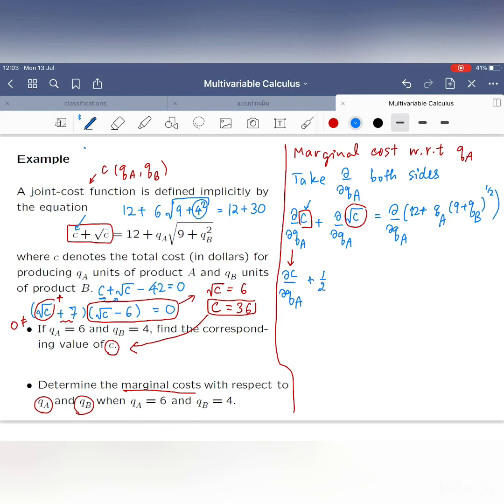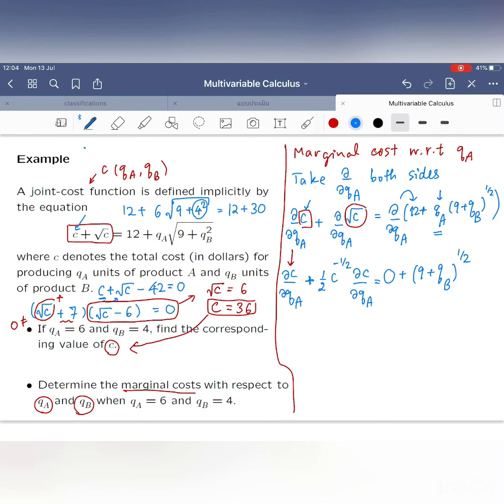So it is C raised to the power 1/2, so you have 1/2 there, and C raised to the power negative 1/2, and with the chain rule, you end up with the derivative of C with respect to QA. This one, the derivative of 12 is 0. Only this term is a variable, but the 9 and the QB are constants. And the derivative of QA is simply 1.